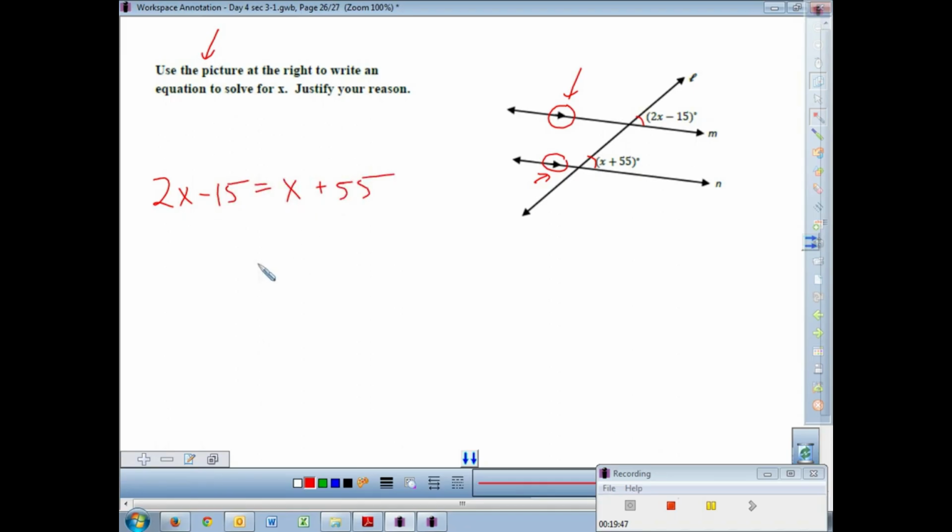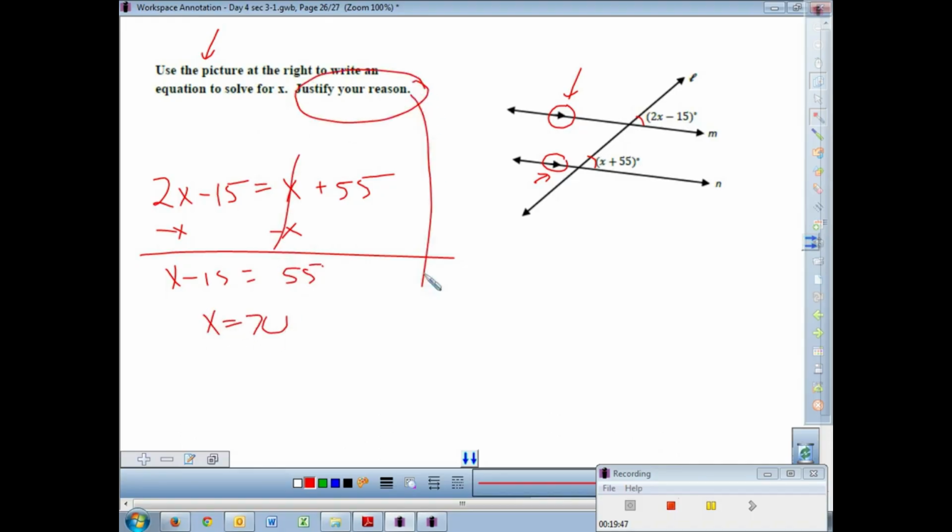And solve for x. Let's subtract x from both sides. Minus x, and get x minus 15 equals 55. And then add 15 to both sides, and x equals 70. But don't forget, we need to justify our reason. How did I know I could set that equation up? They gave me parallel lines, and that implied that my corresponding angles will be congruent.